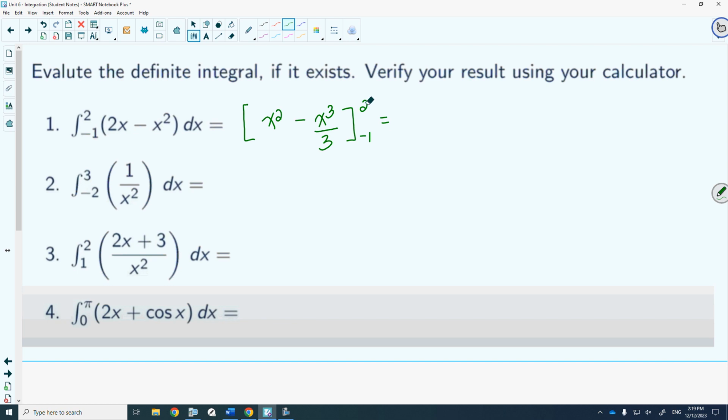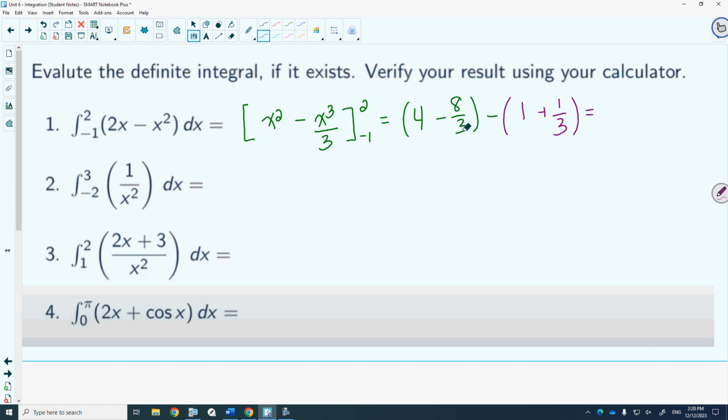Okay, so let's calculate F of b. We won't even write it. From here I could plug in big F of 2. So that's going to give me 4 minus, if I plug 2 here, 2 cubed is 8 over 3. Minus, so this is F of b minus, and now I'm going to do F of a. So negative 1 squared is 1. Minus negative 1 cubed will be negative 1. 2 negatives will give me a positive. So I'm going to have plus 1 over 3.